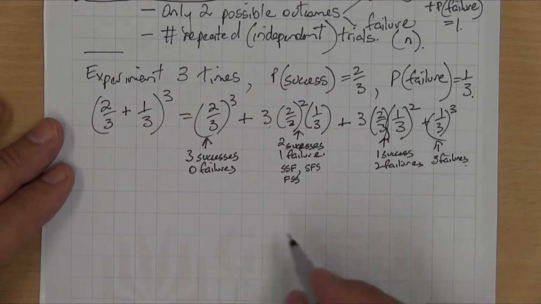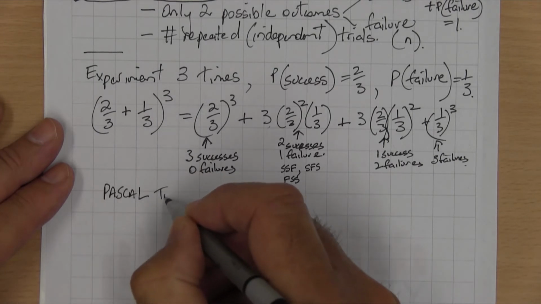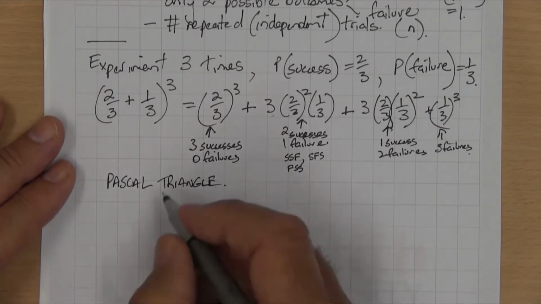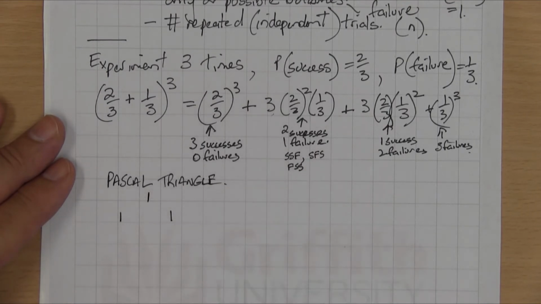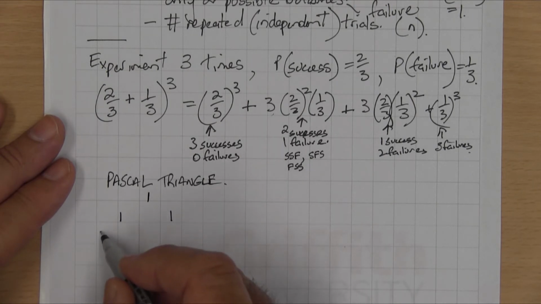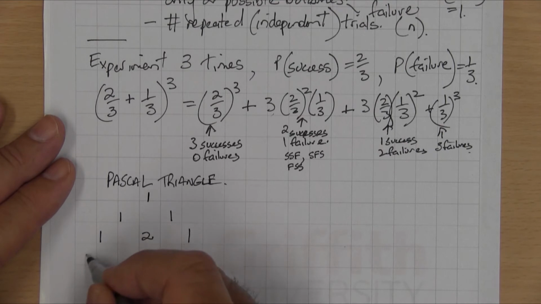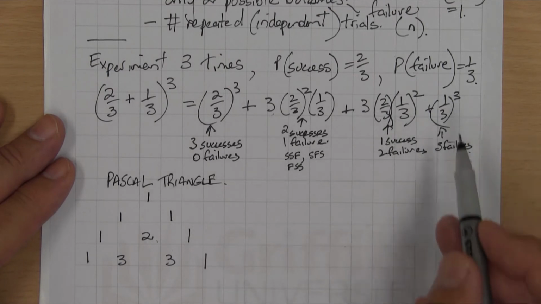And I'm sure you're familiar with Pascal's triangle. Pascal's triangle always starts with a 1 and ends with a 1. And then to get the intermediate, we add those 2 together. 1 plus 1 is 2. And then 1, add those 2 together, 3, 3, and 1. Here we've got the same coefficients, 1, 3, 3, 1.